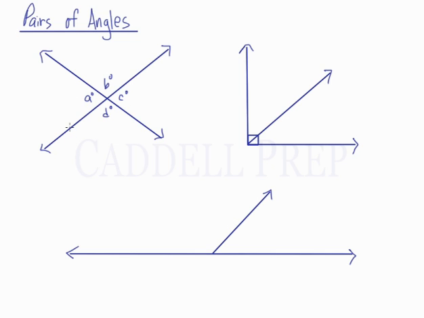When two lines intersect, they form two pairs of vertical angles. Vertical angles are simply these angles that are across from each other. So A and C are vertical, and B and D are vertical. Vertical angles are congruent to each other. That means they have the same measurement. So A is equal to C, and B is equal to D.